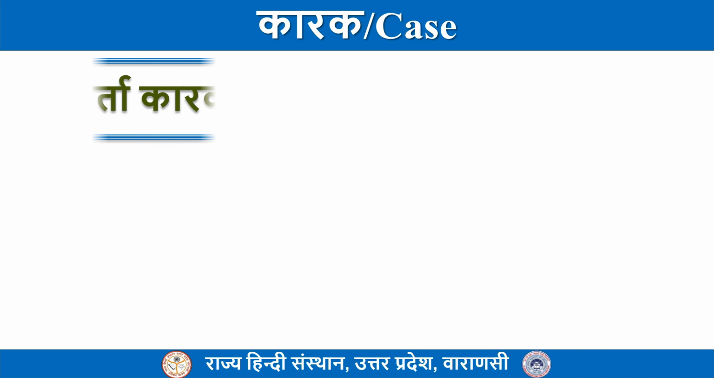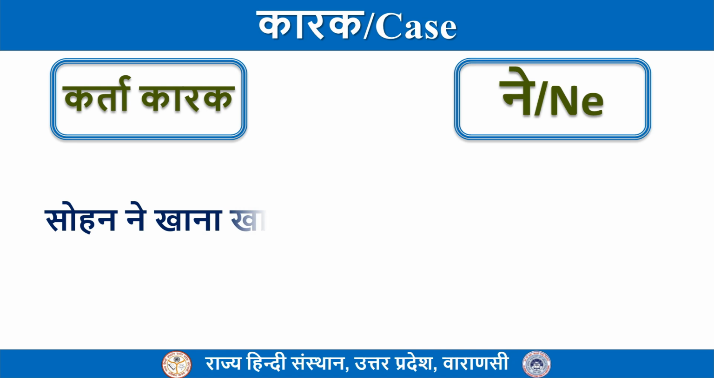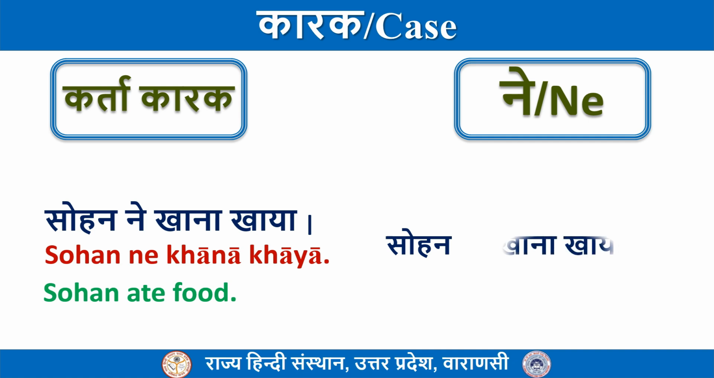The first karak we have is ne, which is called karta karak. Karta means doer. Let's see this with an example. सोहन ने खाना खाया. Sohan ate food. Here, Sohan is the subject, khana khaya is the verb. To join both the subject and the verb, we have used the karak ne.